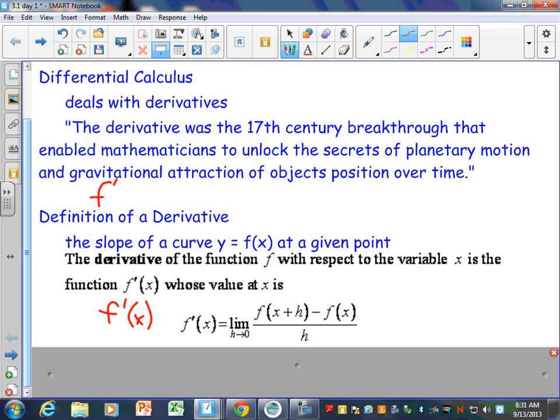That's f prime of x. Kind of like an apostrophe. You can kind of make it a little more curved if you want.